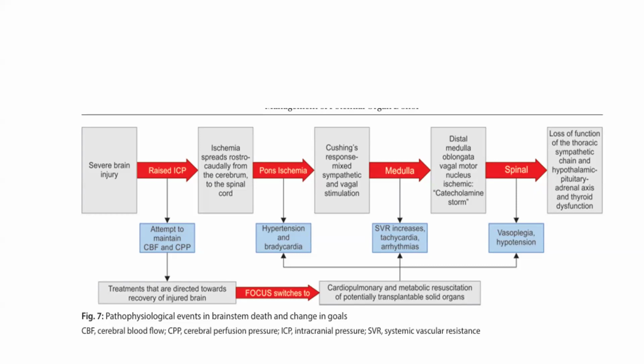So treatment should be directed towards the recovery of the injured brain, and when there is hypertension, and when the ischemic events are progressing from rostral to caudal direction involving the pons and medulla, at that time proper cardiopulmonary metabolic resuscitation should be done to prevent organ injury and for the appropriate resuscitation of potentially transplantable solid organs.